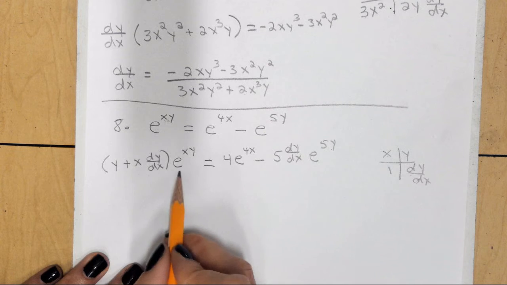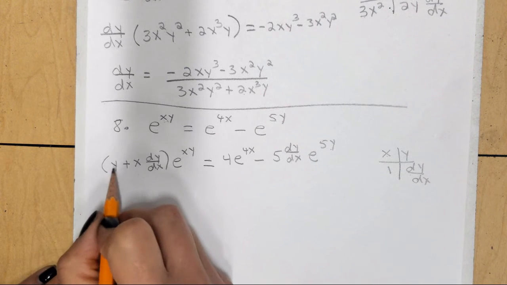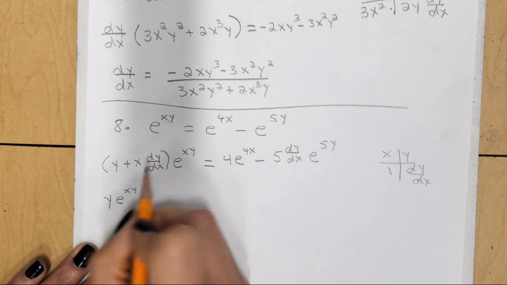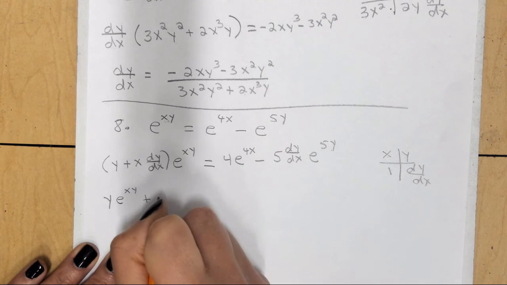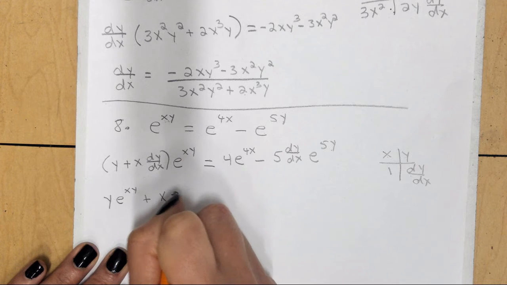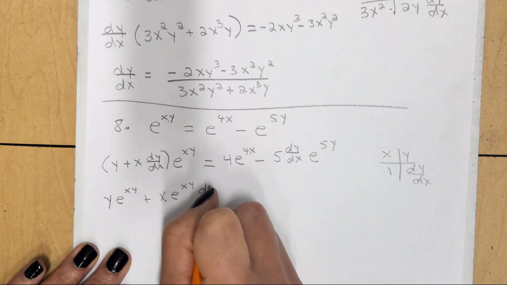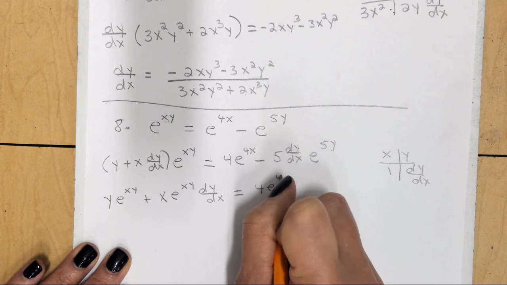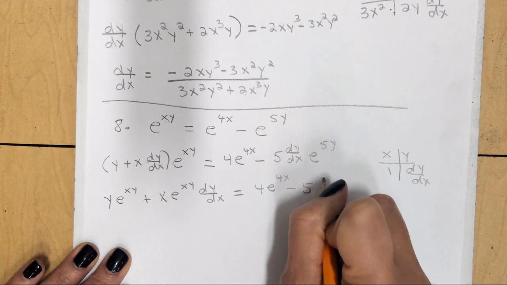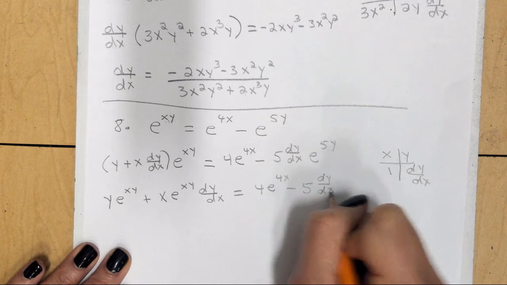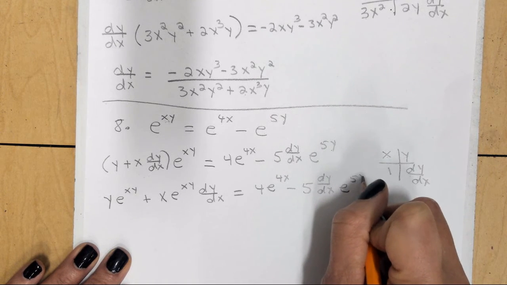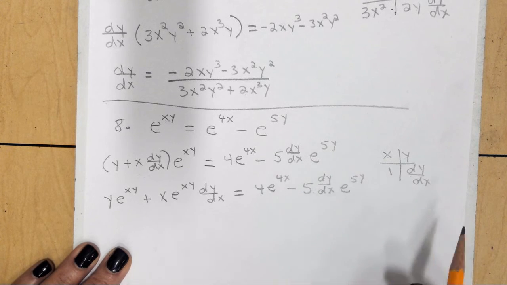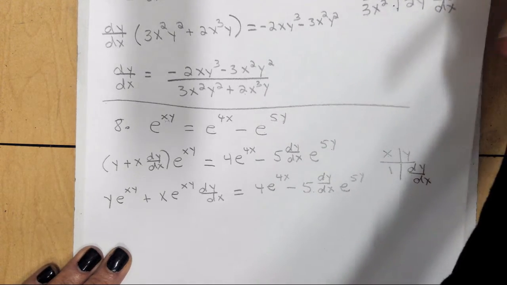Once I have something like this, I do need to distribute. So y times e to the xy plus this times e. So I'll write it as x e to the xy dy over dx, and that equals 4 e to the 4x minus 5 dy over dx times e to the 5y. And I guess I could have put him in front, but again, it's multiplication, so the order doesn't matter. Just sometimes it looks better.